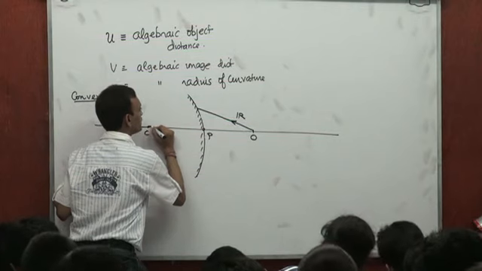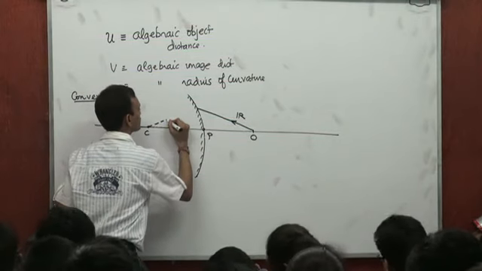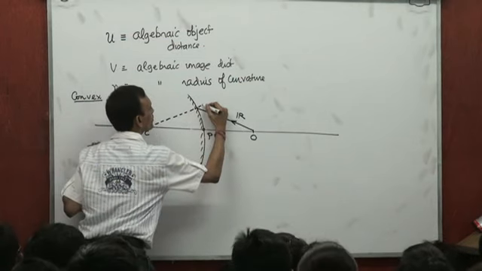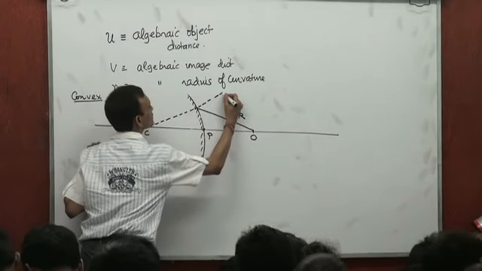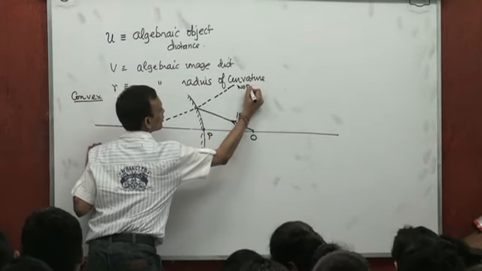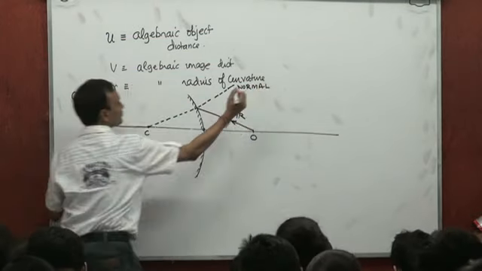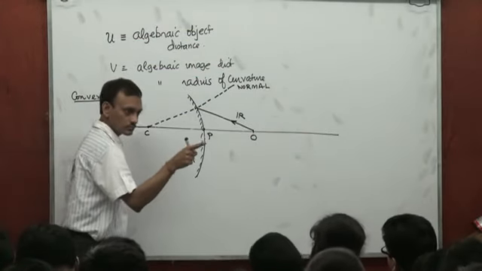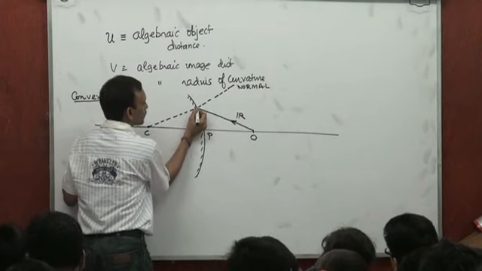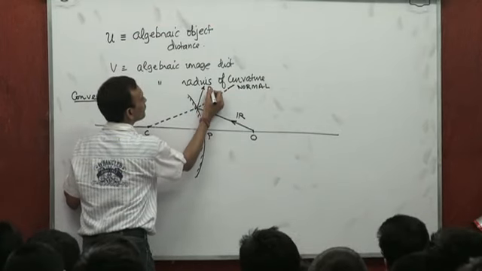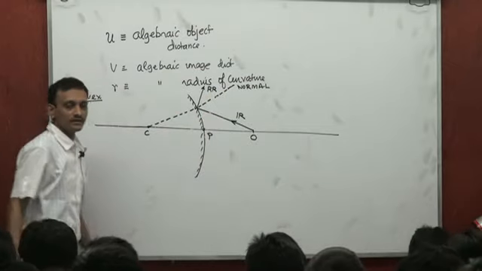The normal at the point of incidence would be this. This is the normal at the point of incidence, right? This then would be the reflected ray.